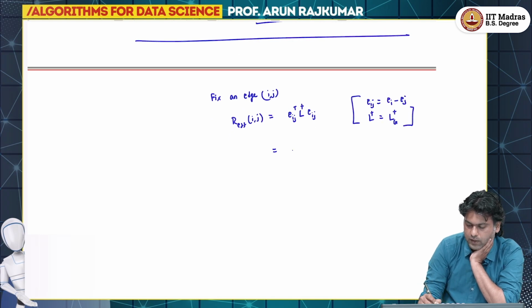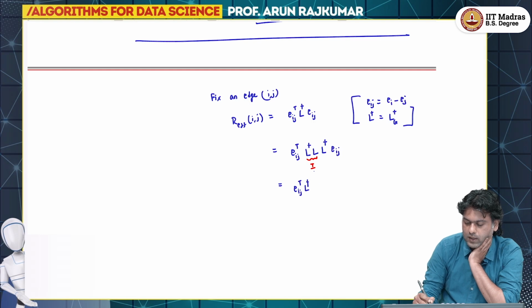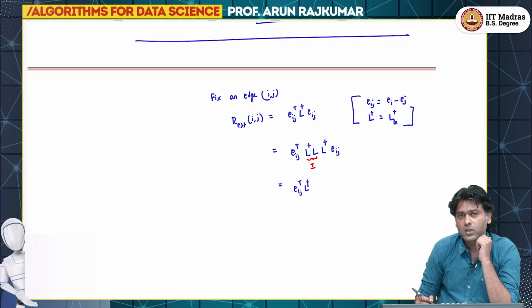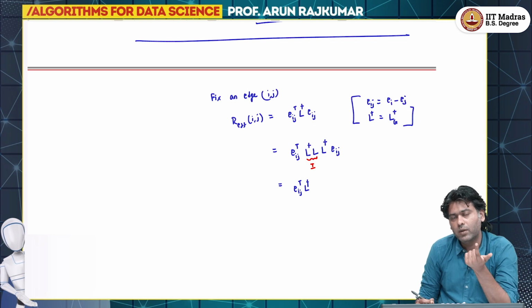Now, let us write this as follows. This is e_ij transpose L inverse. The property of pseudo inverse is that L inverse times L is just I, the identity matrix. So, I can include that inside and then say this becomes e_ij transpose L inverse L L inverse e_ij. This L is just the Laplacian, which is a positive semi-definite matrix.